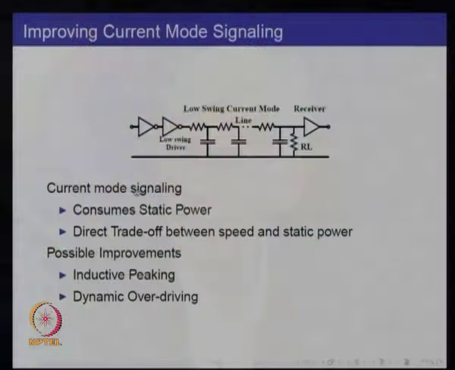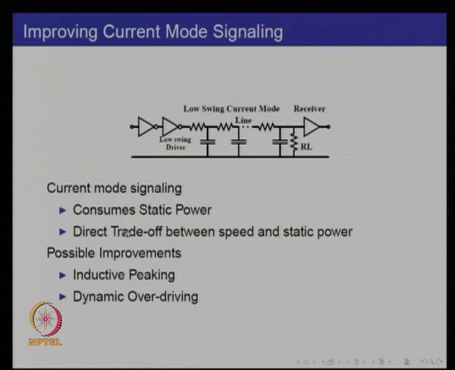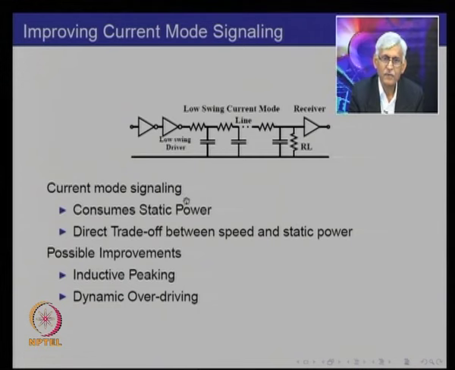We must be aware of these, and we must know when current mode signaling can in fact be used. And this is the list of things that we have to worry about. Notice that because the current is made to flow, it will consume static power, and this power will be independent of the data rate. That means at low data rates, this may not be such a good idea. There is a direct trade-off between speed and static power. If we have to make this link faster, then the static current which flows through this must be increased. There are two tricks which are now suggested for improving this kind of circuitry, and they include inductive peaking and dynamic overdriving. And we shall now look at both of these in turn.